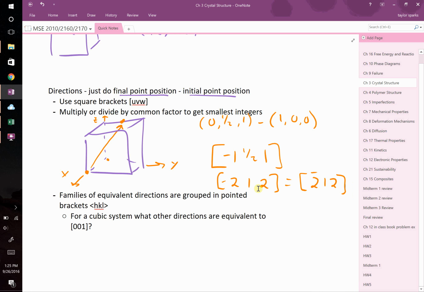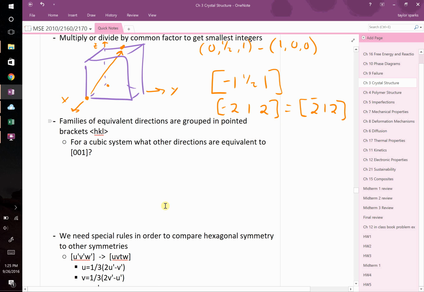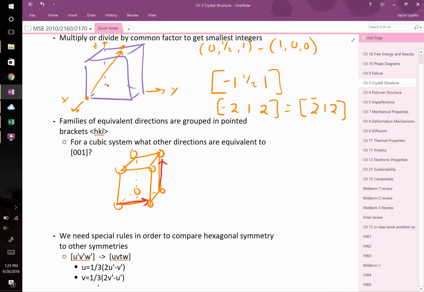Not so bad, okay? There's something called families of directions. Families of directions are things that symmetrically are the same. So if we go to our simple cubic structure, where we've got atoms located at all the corners, there are some directions which are crystallographically the same, meaning this direction right there is technically the same as that direction. Since this structure is cubic and can be rotated, it's the same, so we need a way to identify families of directions that are the same.